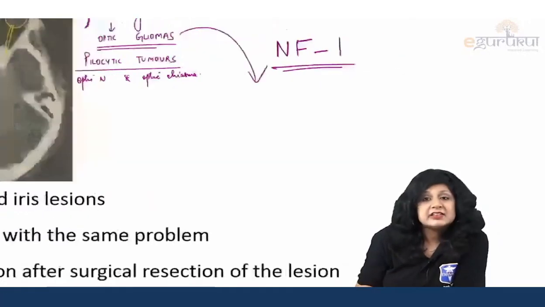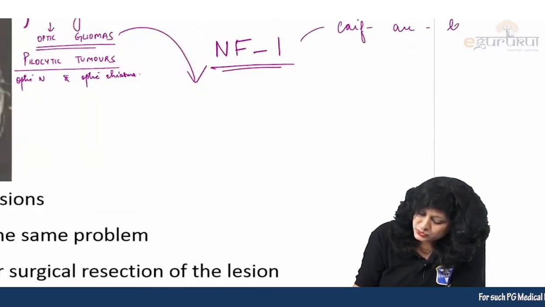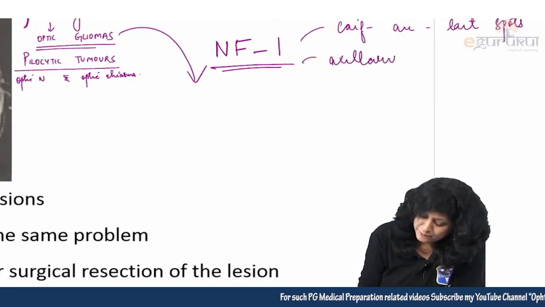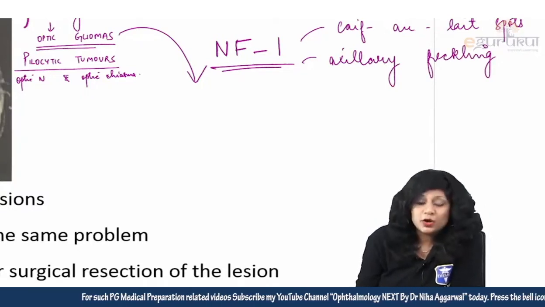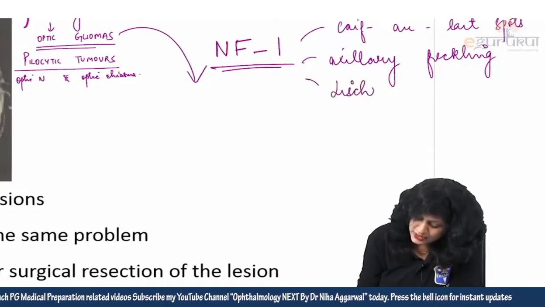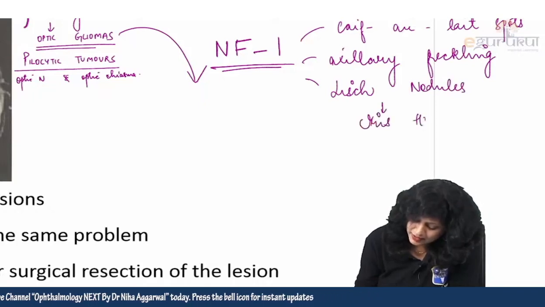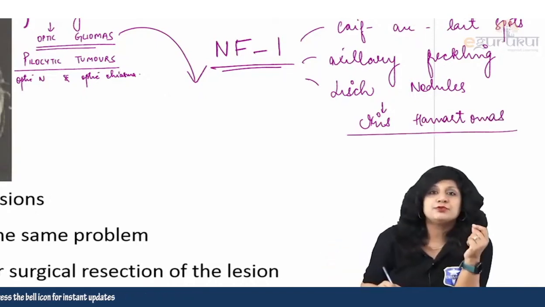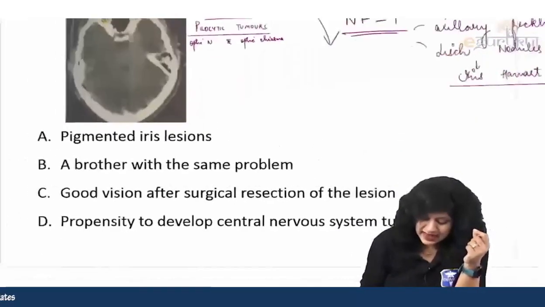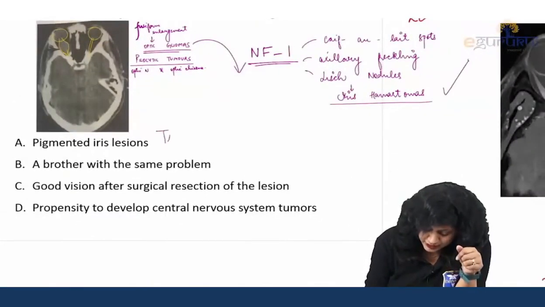Right. Now what are the other things that you get in neurofibromatosis 1? Come on, we have the cafe au lait spots, right? Then we also have axillary freckling. Then you also have the Lisch nodules, and Lisch nodules are actually iris hamartomas. So if you look at this, number 1 is pigmented iris lesions. Yes, I can have pigmented iris lesions because we can have iris hamartomas. So this is actually a true statement.